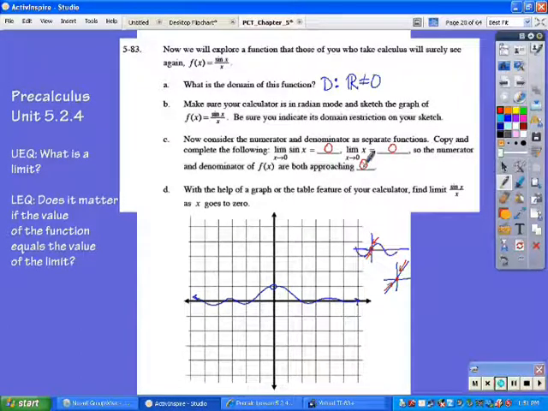With the help of a graph or the table feature of your calculator, find the limit of sine of x over x as x goes to 0. So if I'm using the graph, I can see as I come from the left and I come from the right, what y value am I approaching? I'm approaching the y value of 1. So the limit as x approaches 0 of sine x divided by x actually equals 1.